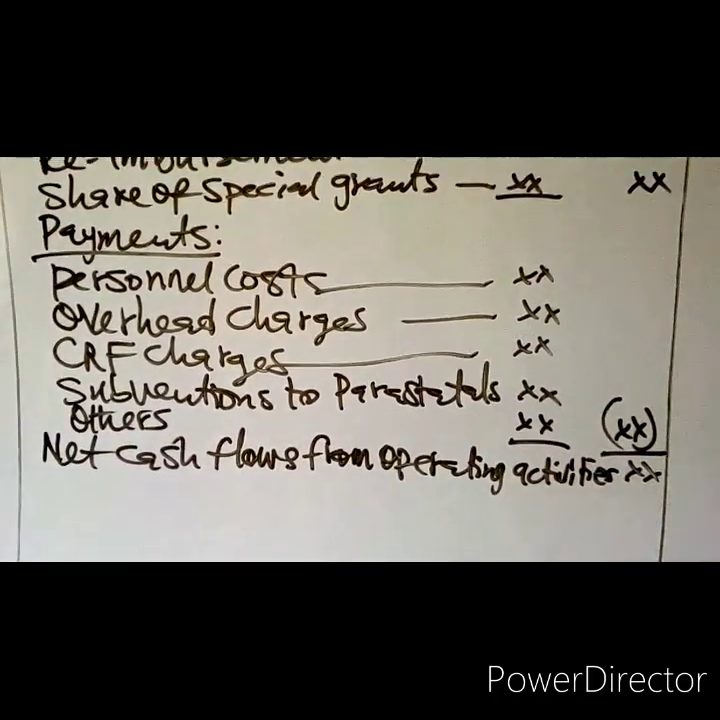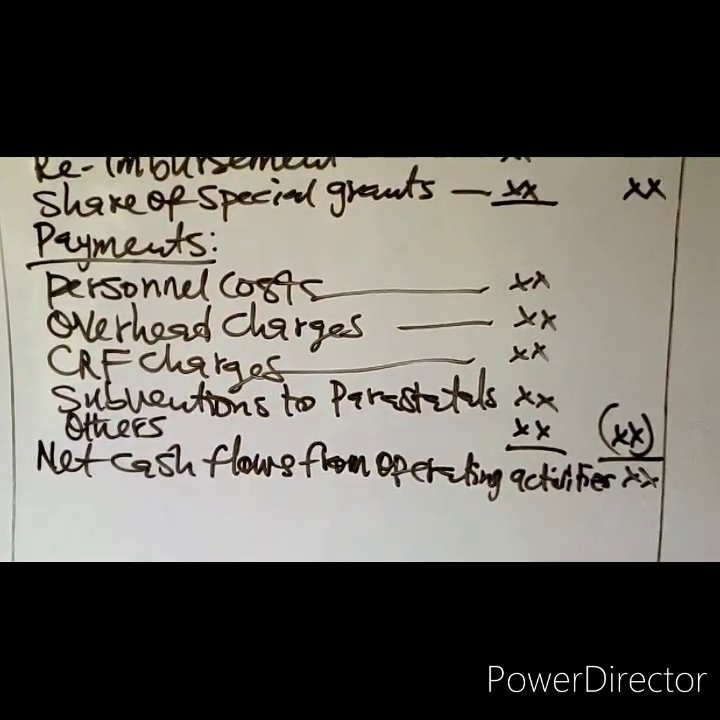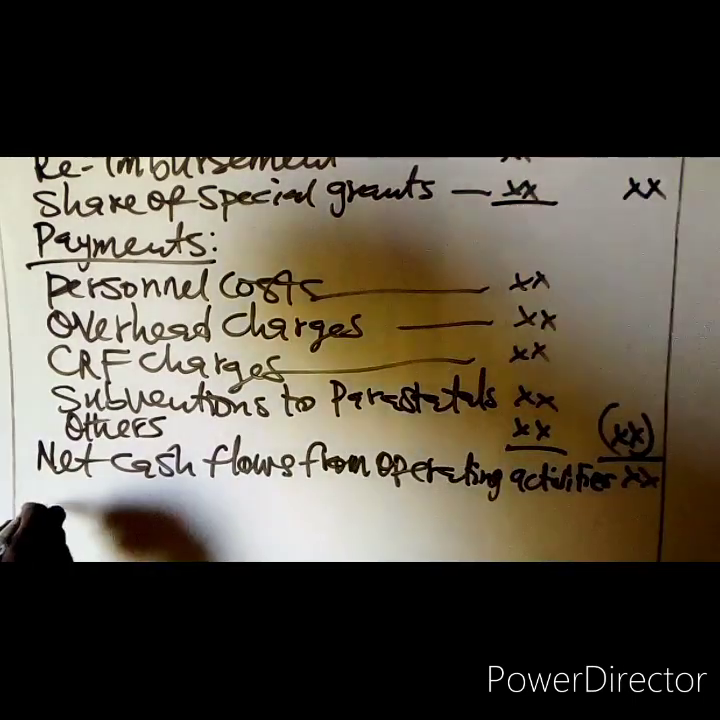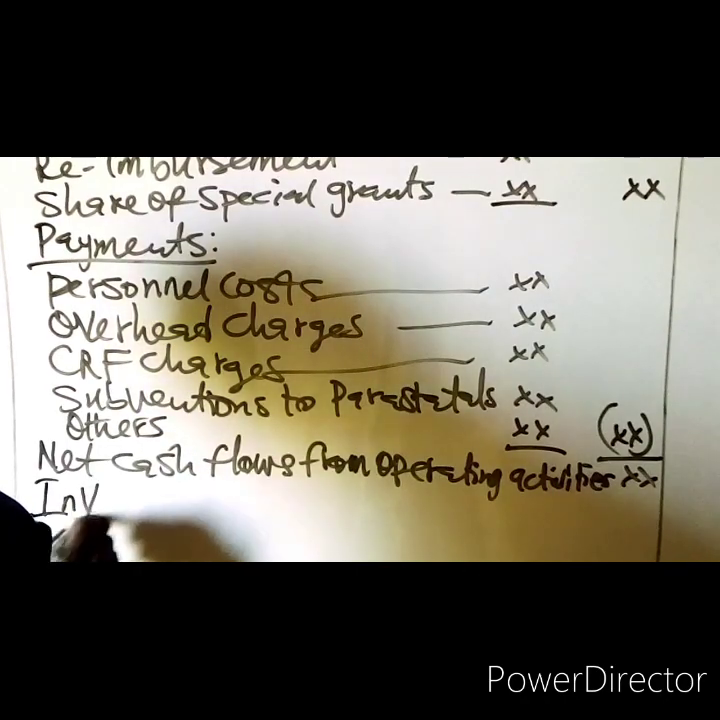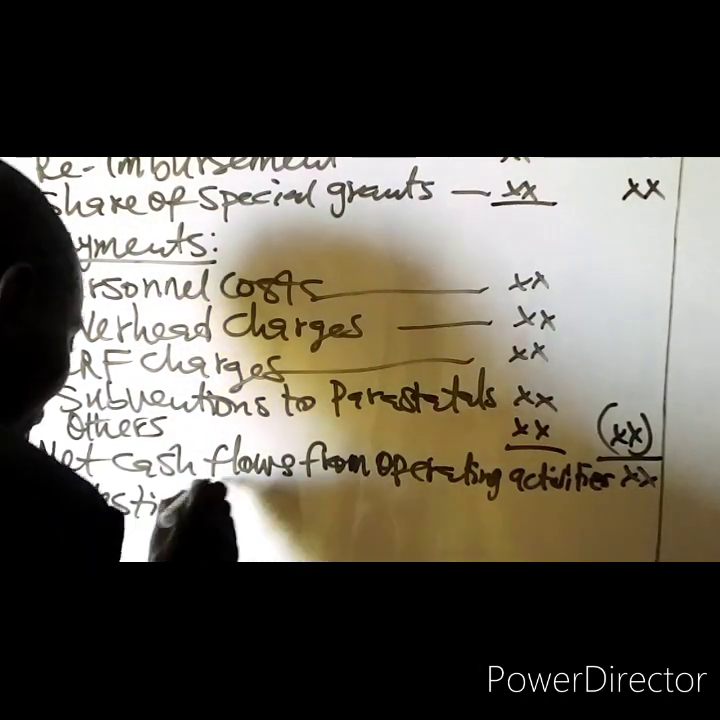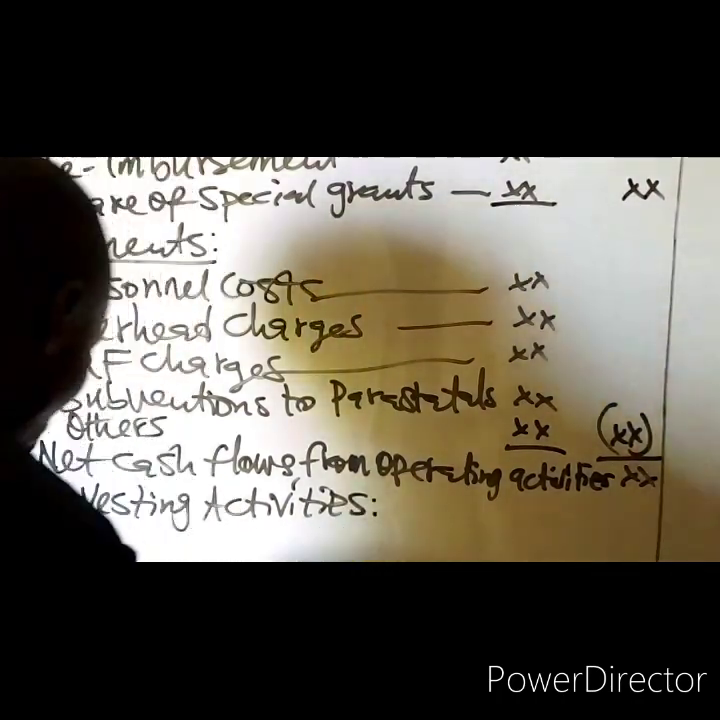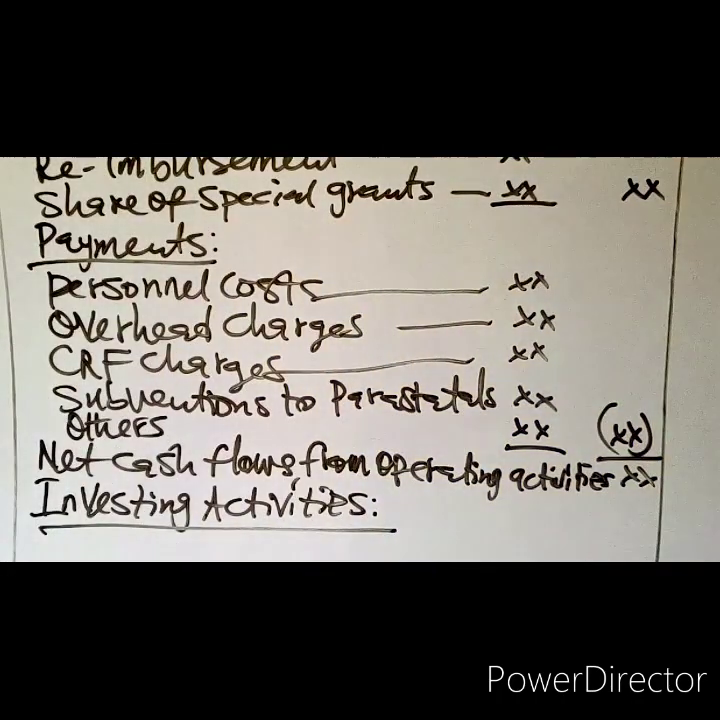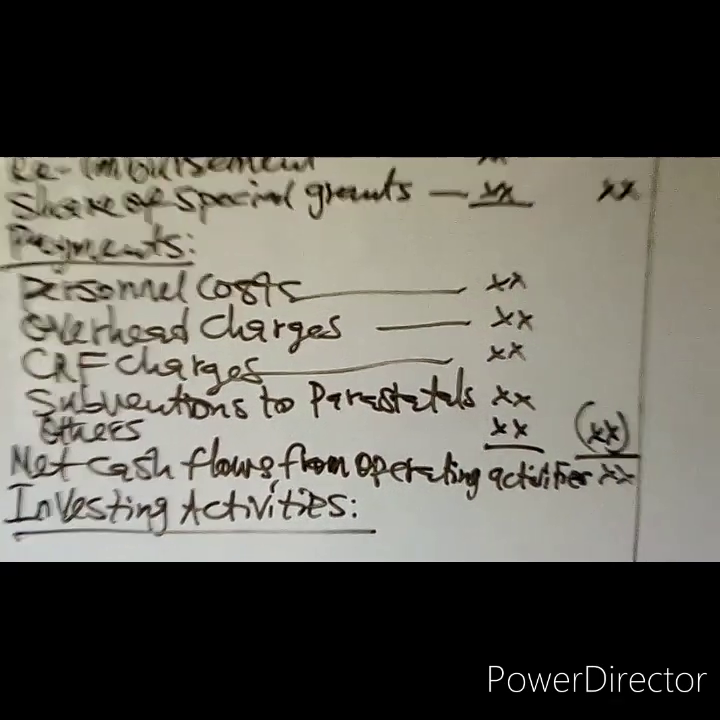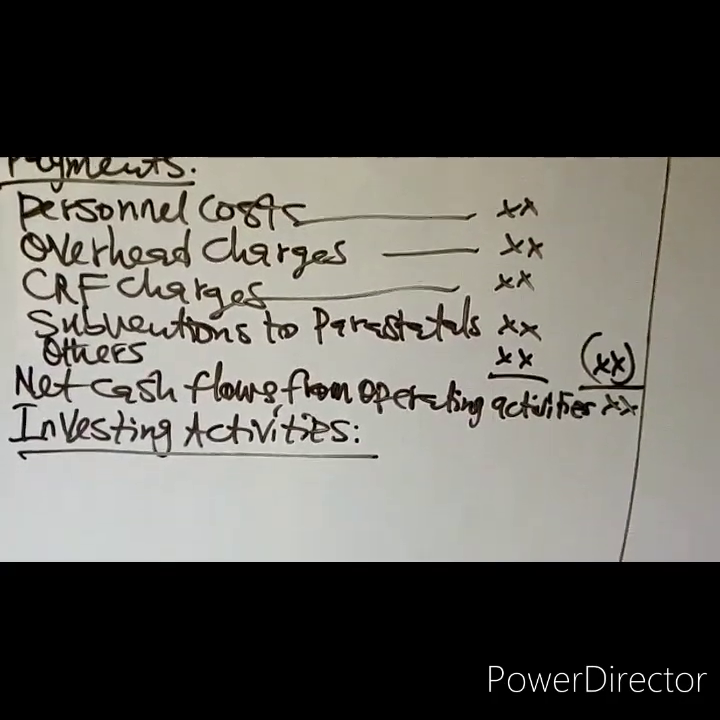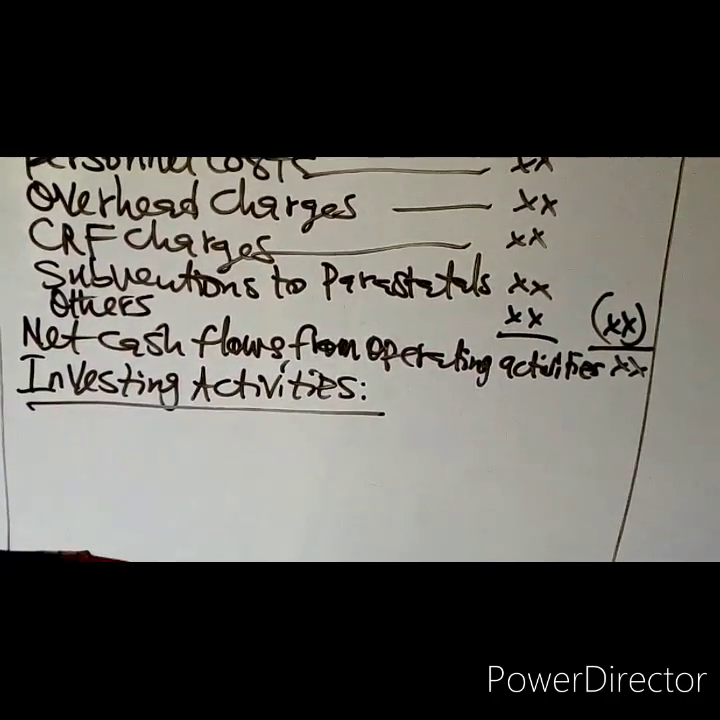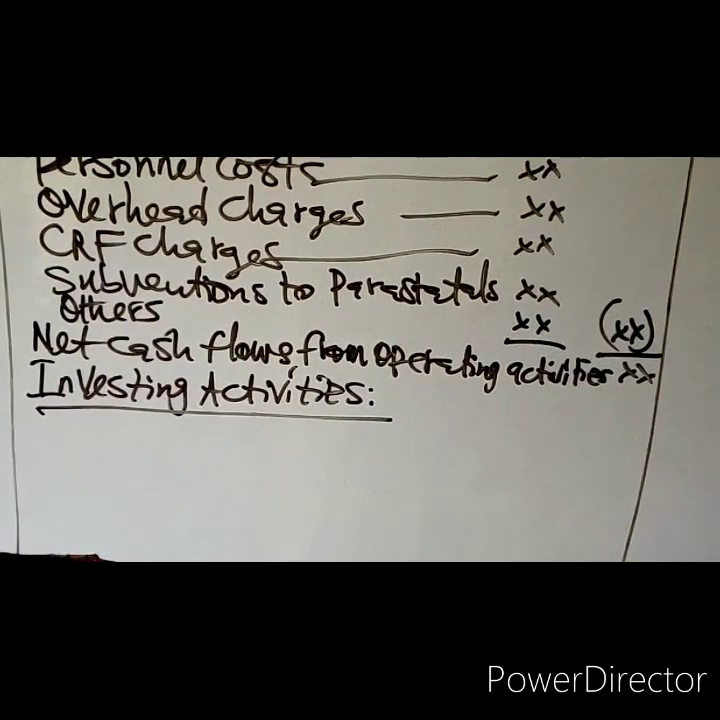Net cash flows from operating activities. The next heading is investing activities. I've told you that the moment you get to this section of the statement of cash flows, the number one thing you need to check is the movement in non-current assets.